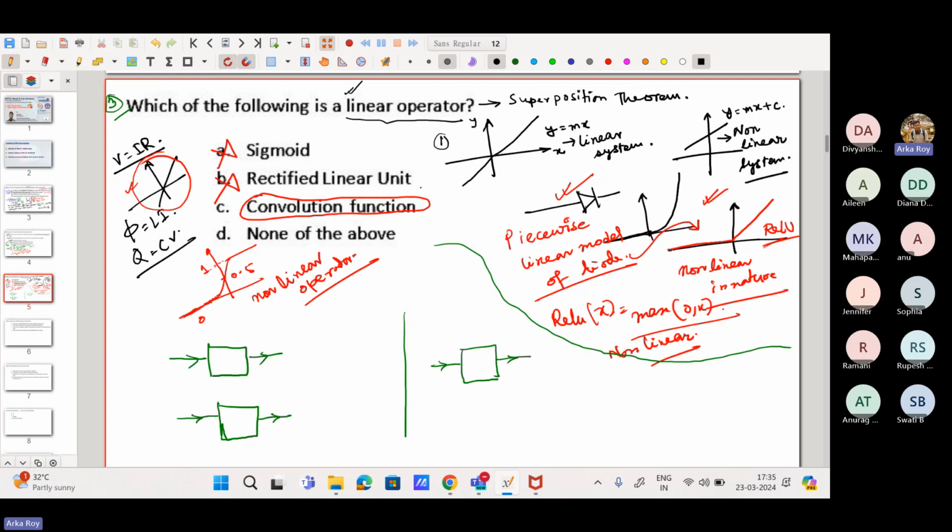In the case of the convolution function, I will take the inference from DSP, digital signal processing. y[n] is basically h[n] convolved with x[n]. If this is the block, with h[n] the unit impulse response of the system, and you provide an input x[n], you get an output y[n], so I can equate this as y[n] = h[n] convolved with x[n].